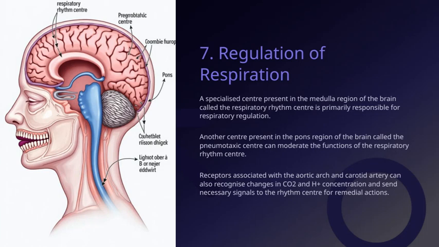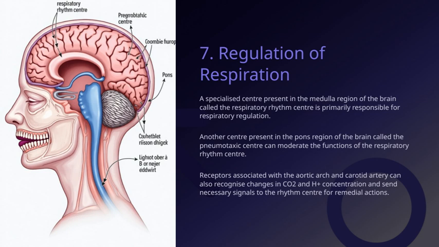Now, let's explore how our body monitors and regulates respiration to keep everything in balance. Receptors located in the aortic arch and carotid artery play a crucial role here. They can detect changes in carbon dioxide levels and hydrogen ion concentration in the blood. When they sense these changes, they send signals to the respiratory rhythm center, prompting the body to make the necessary adjustments to maintain proper gas levels.